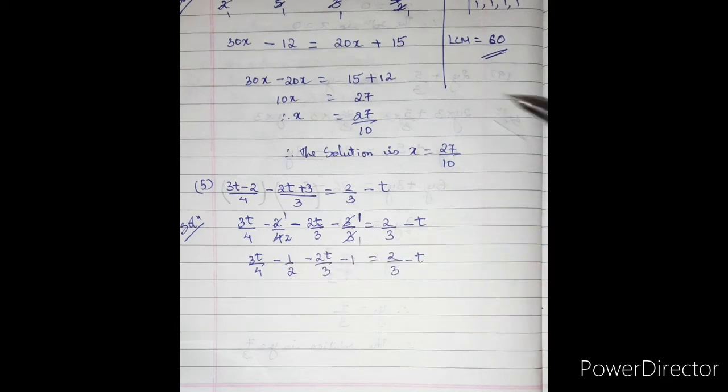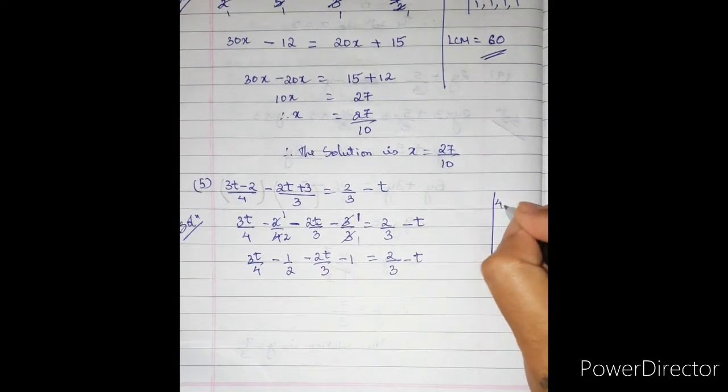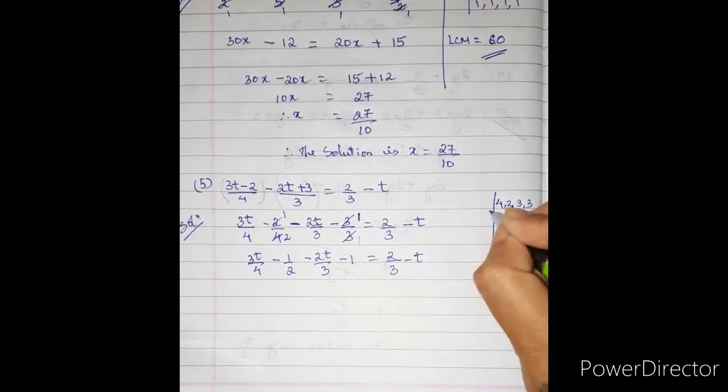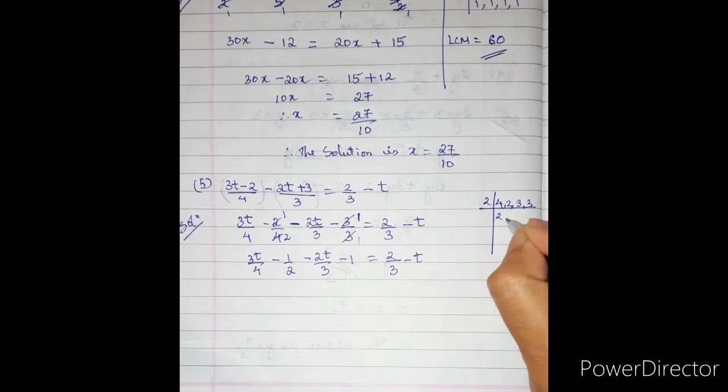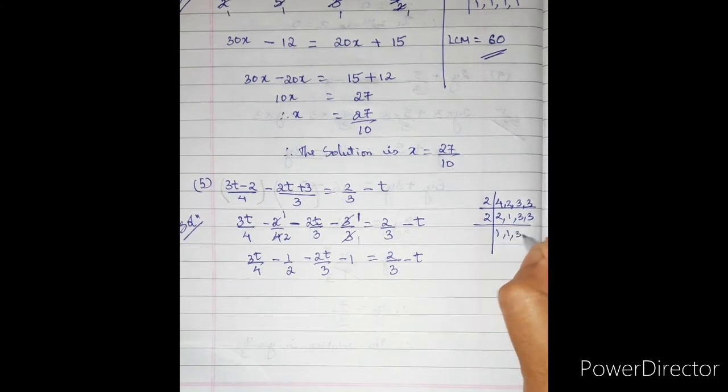Now still there is a fraction form, so we'll go for LCM. LCM of 4, 2, 3 and 3.